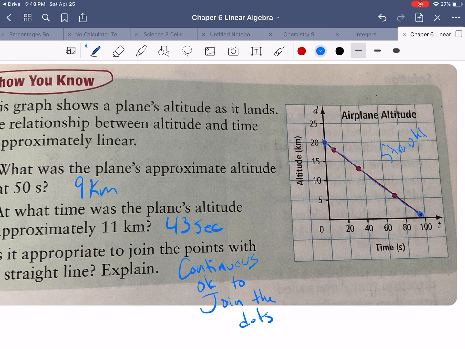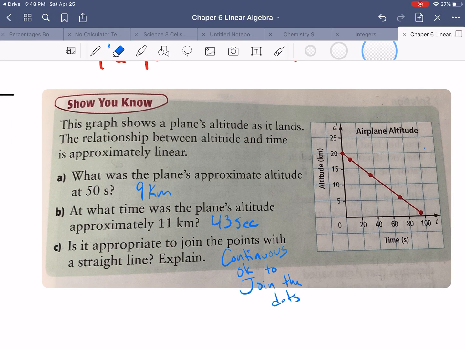And when the dots go kind of like all over the place, that's when we say we don't join the dots together. So that's when we say it's not okay because there's no rhyme or reason. How do we know? But in this particular example, the line is straight, and because the line is straight, we can actually say, yeah, it makes sense to join the dots.